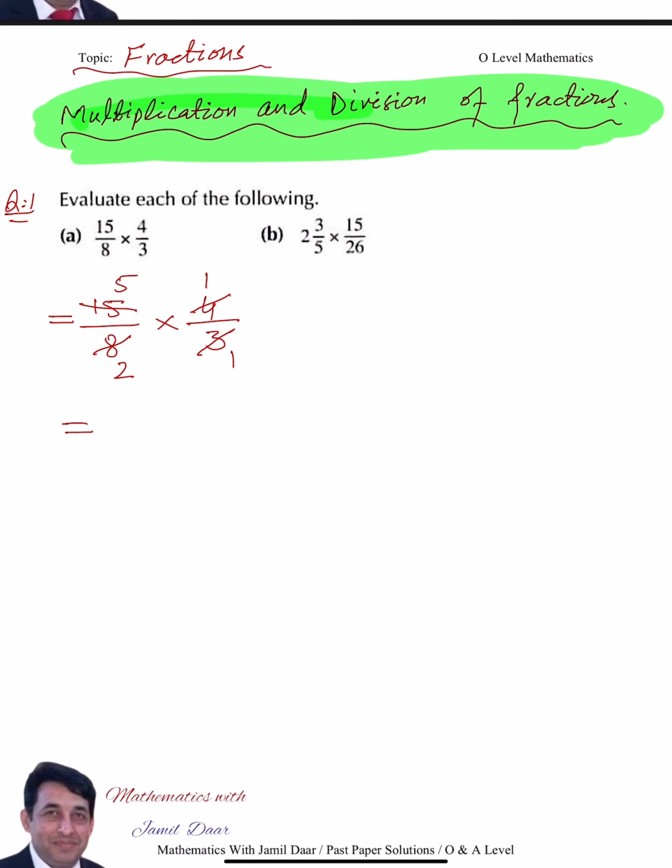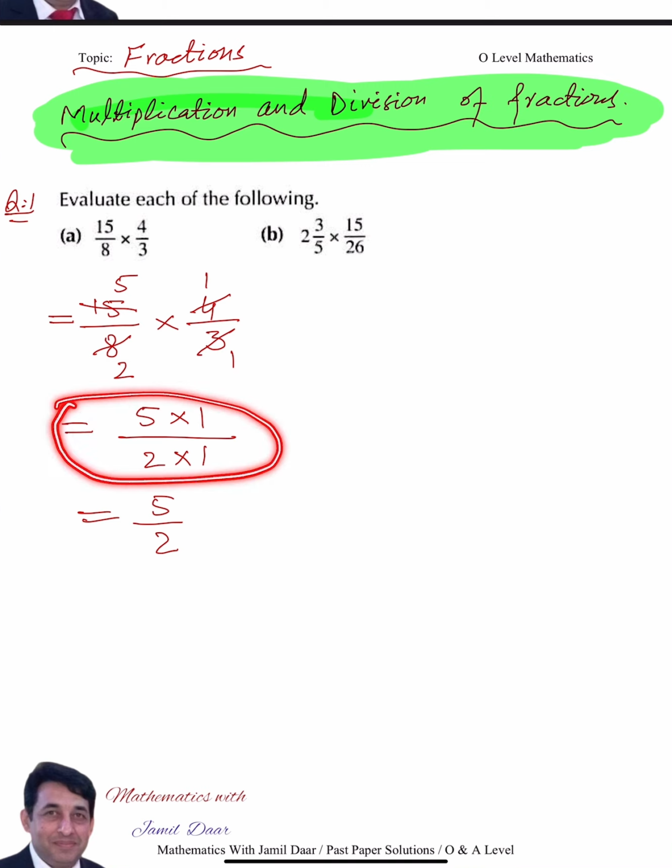Now numerators will multiply by each other: 5 times 1, and over it 2 times 1. And 5 times 1 is 5 and 2 times 1 is 2. If you don't write this step, it's all right, but I've written it just to make you understand that the numerators multiply by each other and the denominators multiply by each other.